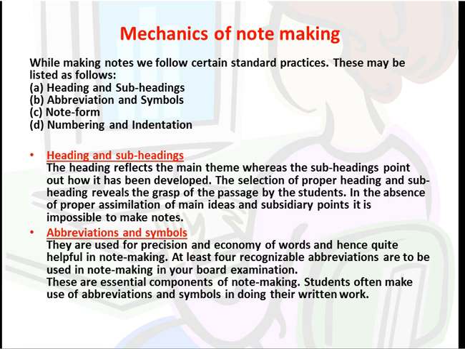The second one is abbreviations and symbols. They are used for precision and economy of words and hence quite helpful in note making. At least 4 recognizable abbreviations are to be used in note making in your board examination. These are essential components of note making. Students often make use of abbreviations and symbols in doing their written work.